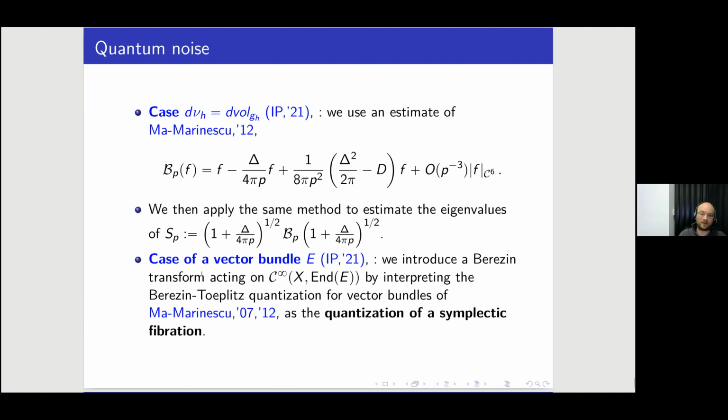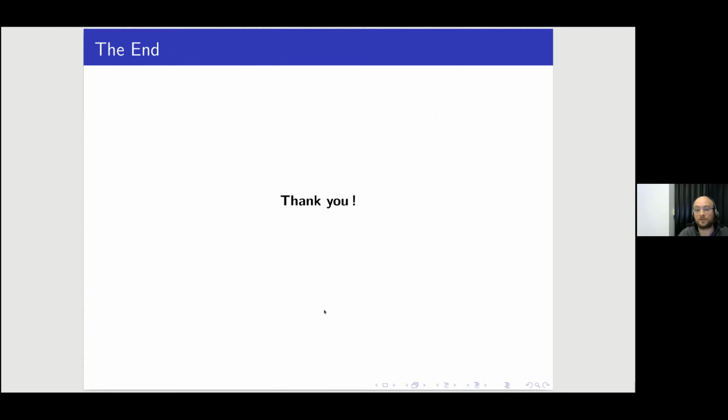On the other hand, we also deal with the case of a vector bundle, where on the contrary, the analysis is not much harder than in the basic case, but there are some geometric subtleties. In particular, the naive notion of Berezin transform is not the correct one. So we used some new geometric input using the theory of Ma and Marinescu, interpreting quantization of vector bundles as quantization of symplectic fibrations. But yes, that will be it. So thank you very much.